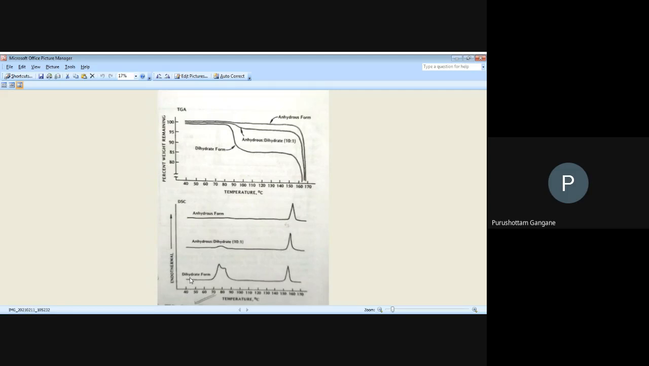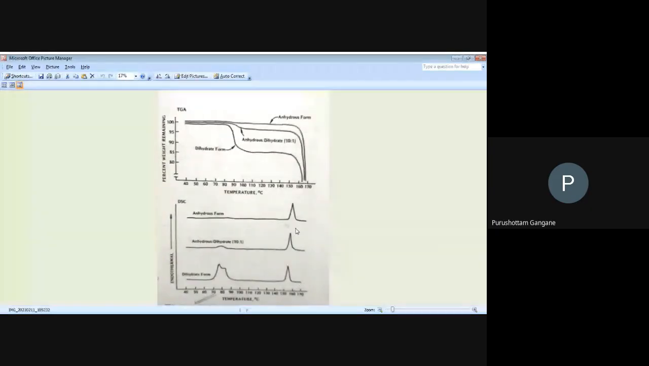Here there is a pure dihydrate, no anhydrous is mixed. It shows one peak and after that a second peak. This is the graphical presentation. It is clear whether it is a pure anhydrous form, a pure dihydrate, or a mixture of anhydrous and dihydrate form. So from these graphs, the interpretation can be done.